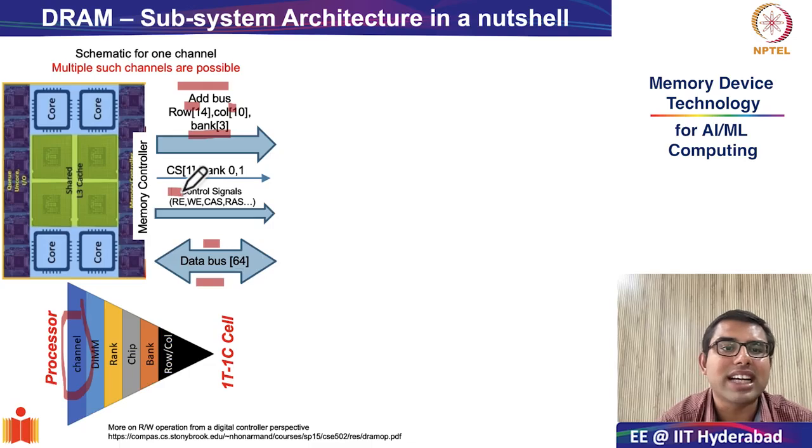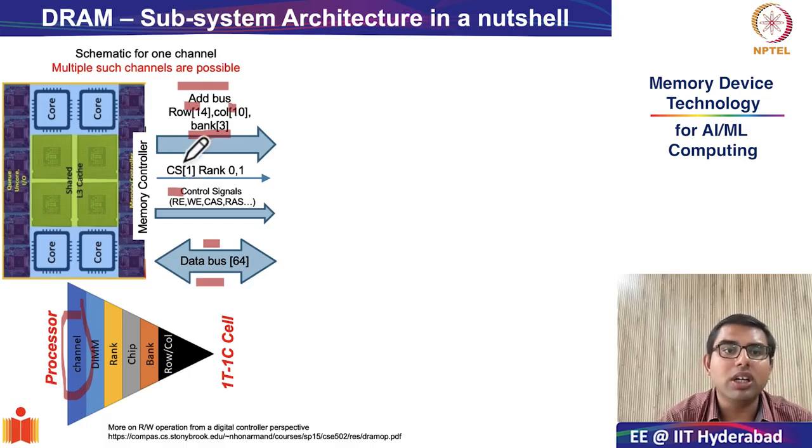So the control signals consist of read enable, write enable, then column strobe, row strobe, and so on and so forth. So these are basically control signals which are asserted from the memory controller, which give information to the DRAM subsystem or the main memory subsystem about what is the operation that is desired from the processor subsystem. Okay, so all of this control is exerted by the memory controller sitting inside the processor subsystem.